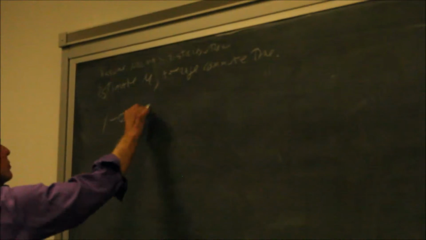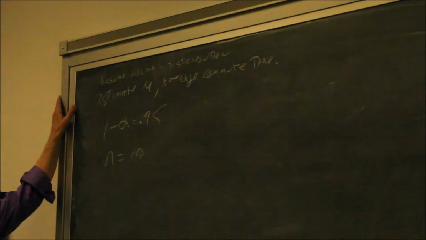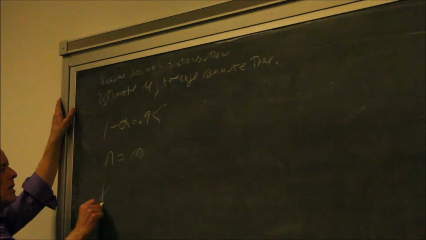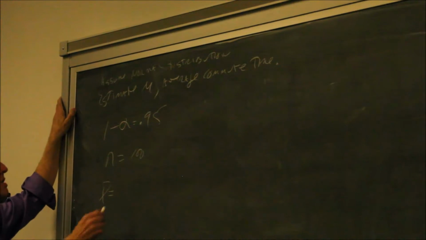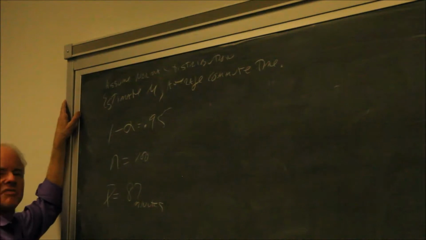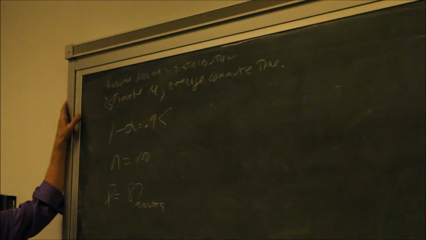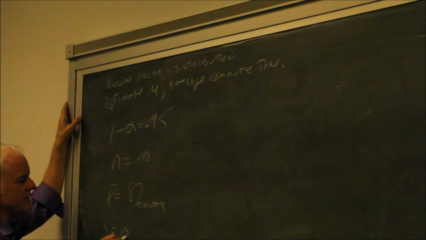We said 1 minus alpha is equal to 0.95, so we're still going to have 95% confidence. We'll say that n is equal to 100 like it was before. When we did the x bar calculation, it came out to be 87 minutes. And instead of sigma being 15, we'll say S is equal to 15 minutes.